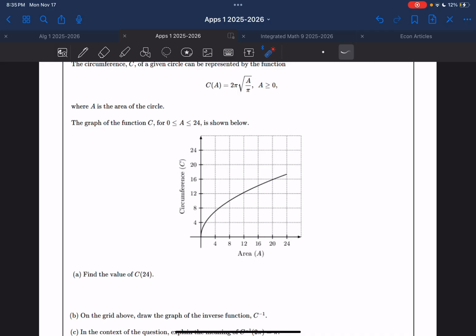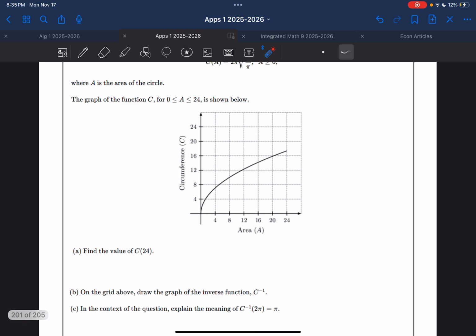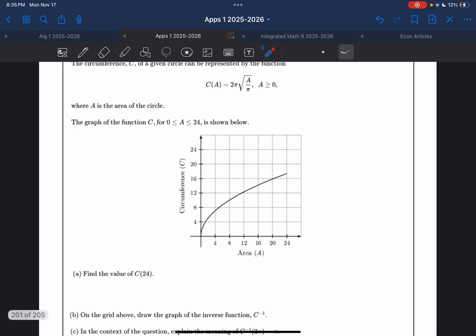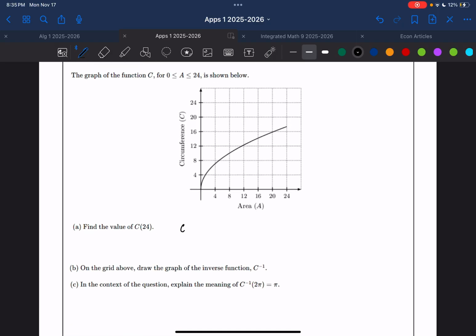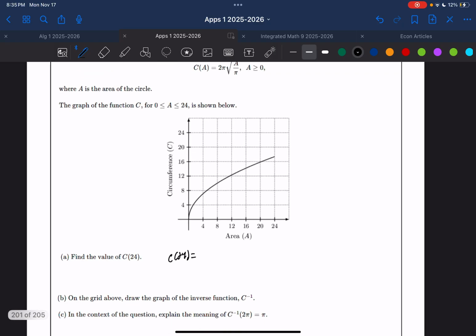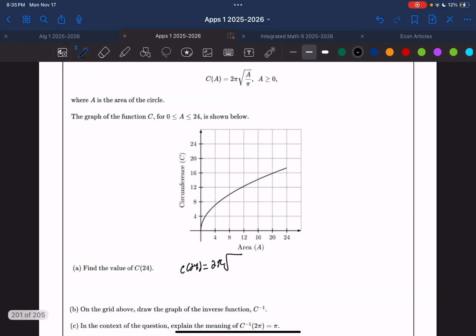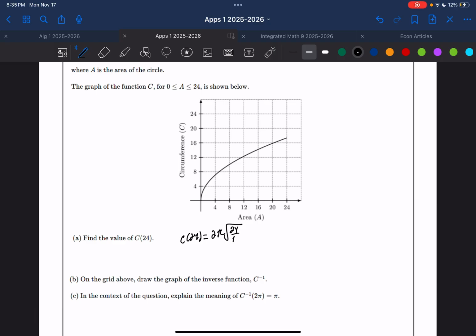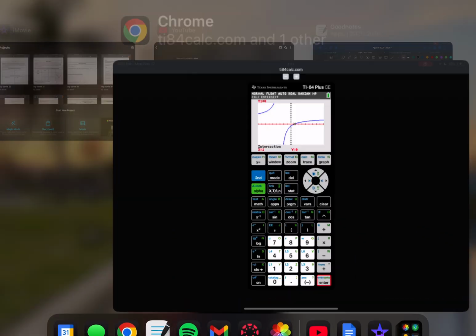And we have this graph that shows all of the values from circles of no area up to circles of area 24. And then what is the circumference of each of those circles? So C of 24 means the circumference of a circle with area 24. And so that's going to be C of 24 is equal to 2 pi times the square root of 24 over pi. And we're going to want to plug this into our calculator.